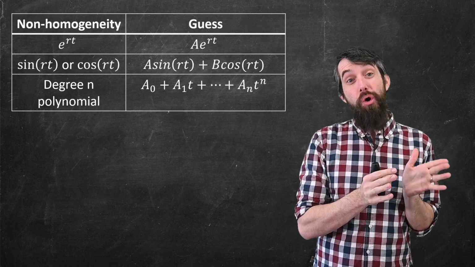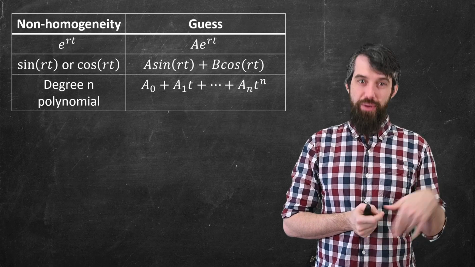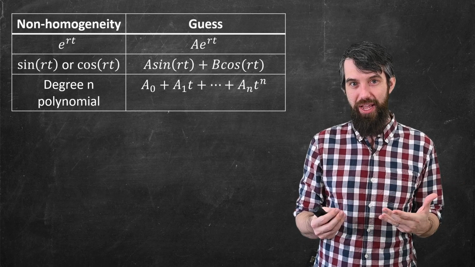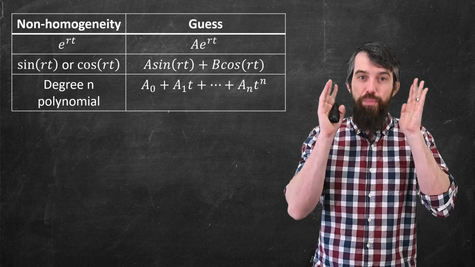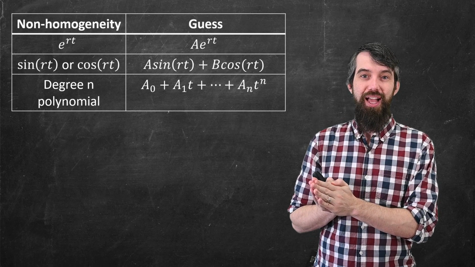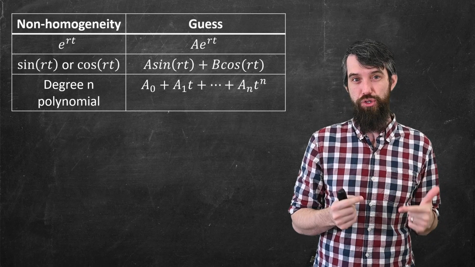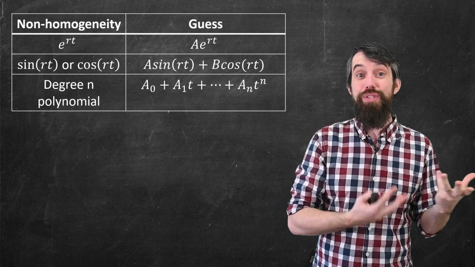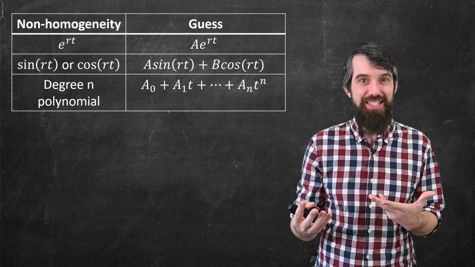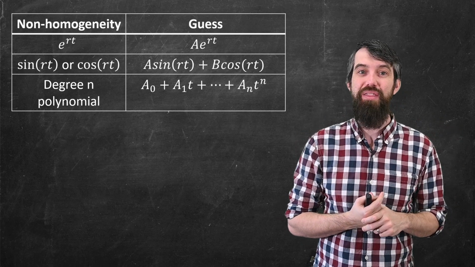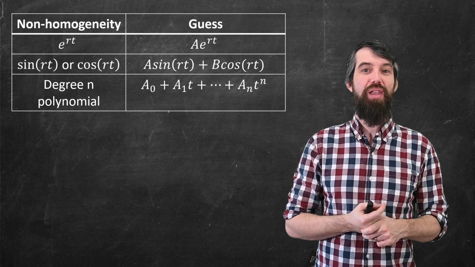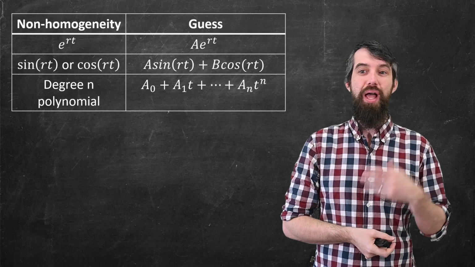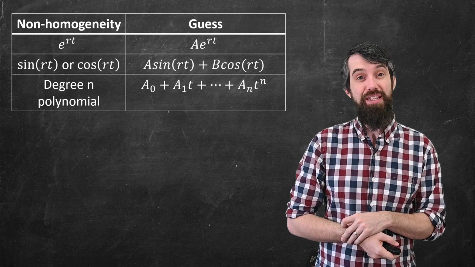If it's a sine term or if it's a cos term, well, you can guess a sine and a cos of the same frequency, like sine rt, you guess sine rt, but here's the trick. You have to have a sine of rt plus b cosine of rt, even if your left-hand side only had one of those two terms. The idea is that derivative of sine is cosine, derivative of cosine is sine. So you need to have both sines and cosines in your guess if there's any sines or cosines appearing in the non-homogeneity. And then for a degree n polynomial, like say t squared, you'd guess a degree 2 polynomial, the generic degree 2 polynomial, a0 plus a1t all the way up to an t to the n.